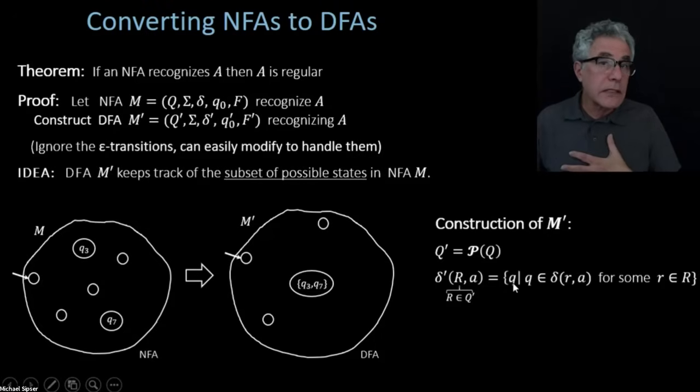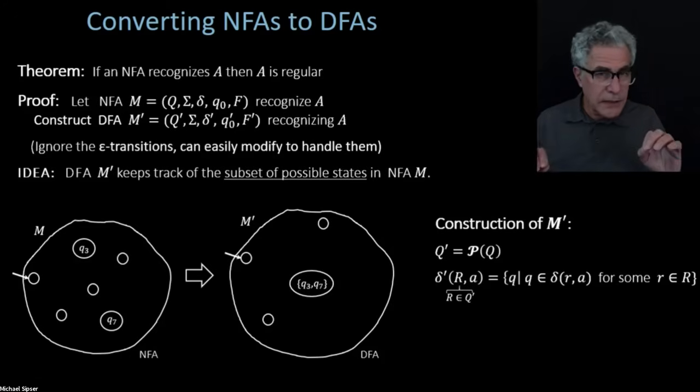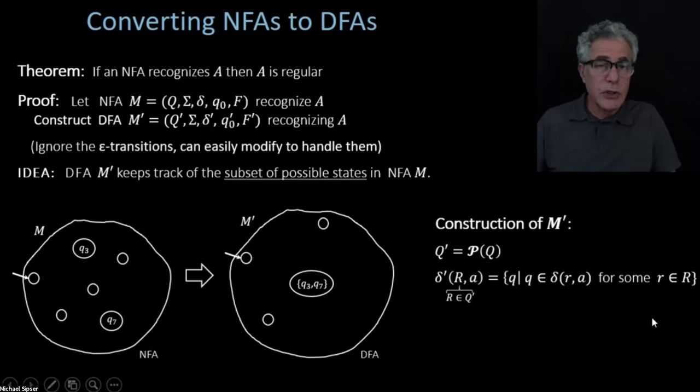Okay, so it's going to be the subset corresponding to all of the states that could be reached when you apply the transition function of the non-deterministic machine to one of the states in the subset of states that the non-deterministic machine could be in. Okay, it's a little bit of a mouthful. I suggest you look at this if you didn't quite get it after the fact.